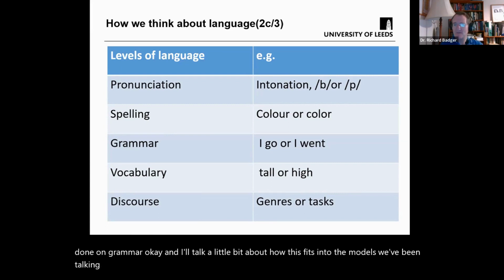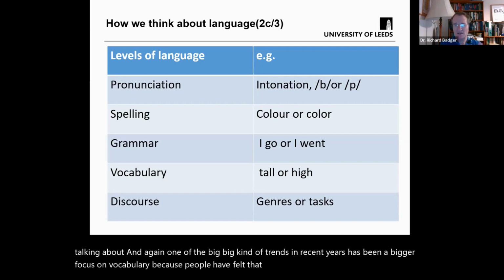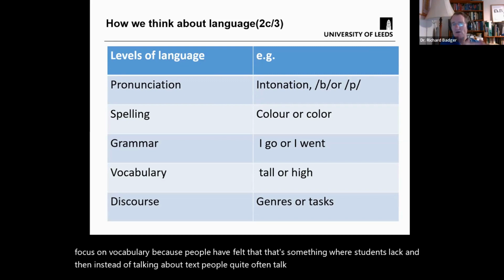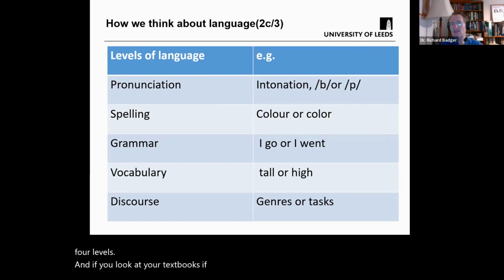And again, one of the big trends in recent years has been a bigger focus on vocabulary because people have felt that that's something where students lack. And then instead of talking about text, people quite often talk about discourse. So we have these four levels. And if you look at your textbooks, if you look at your syllabuses, you're quite likely to see some things using this framework.